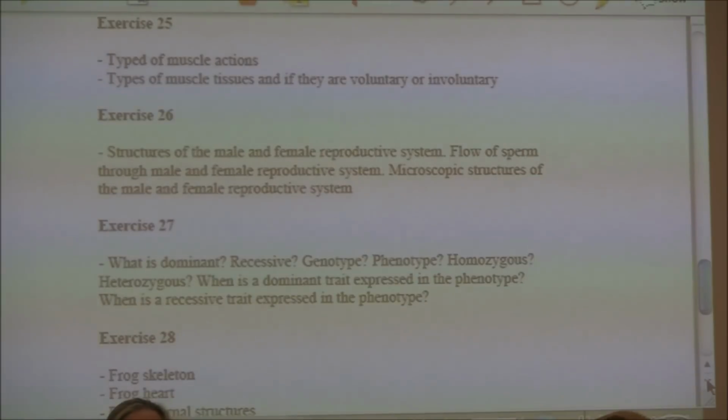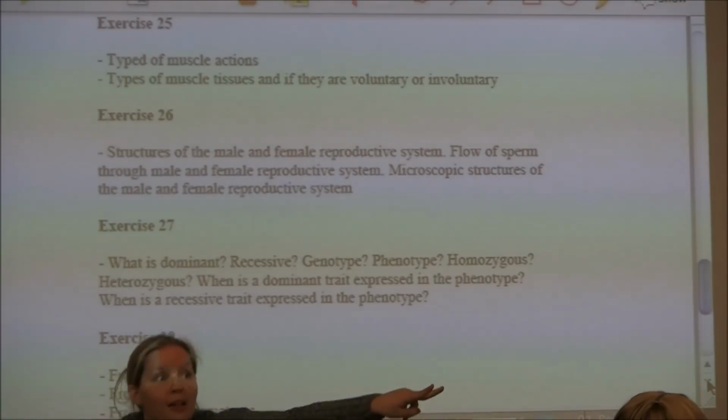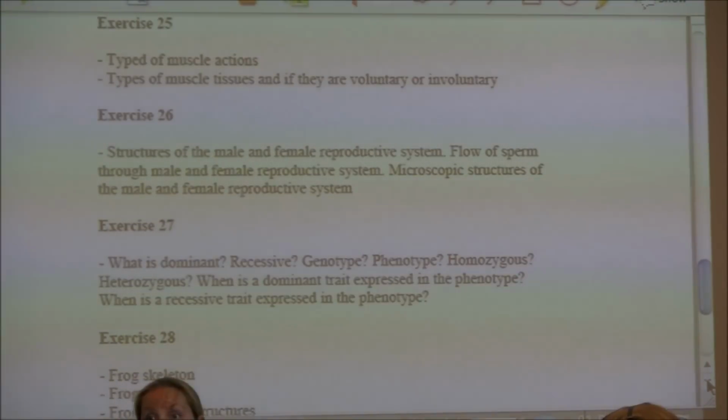26. Structures of the male and female reproductive system. You will see those exact models on the exam. Take pictures of them. Use your reproductive anatomy list that's on Blackboard. Those are the structures you need to know as they pertain to those models. Okay? Then flow of sperm through the male and female reproductive system. Again, this will come from those two models.